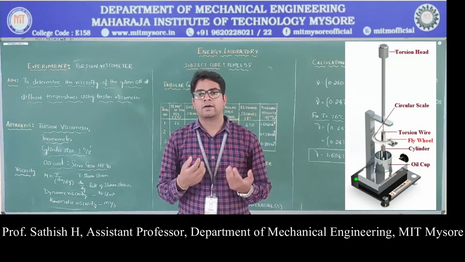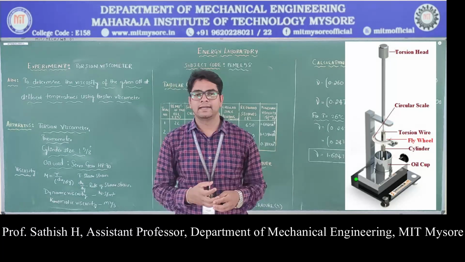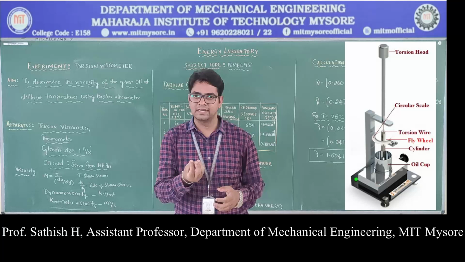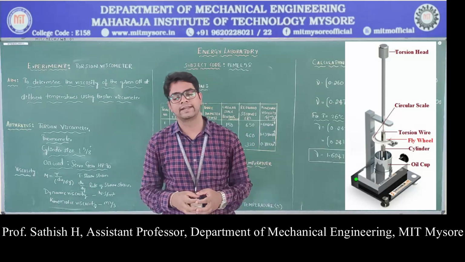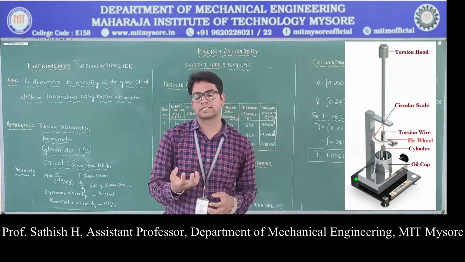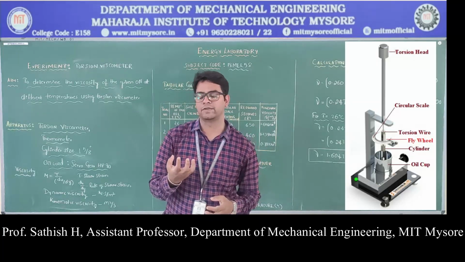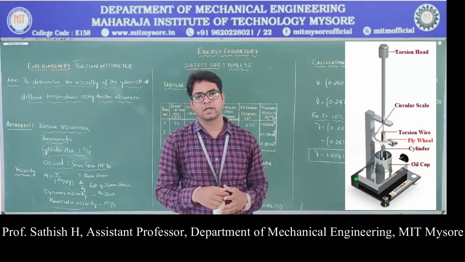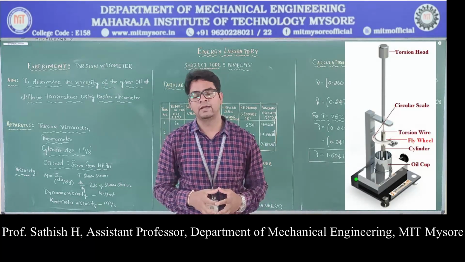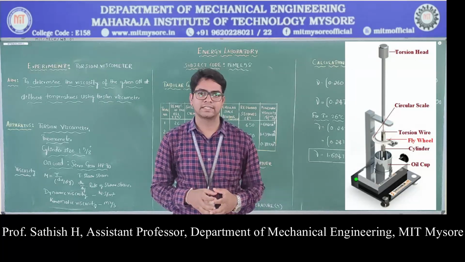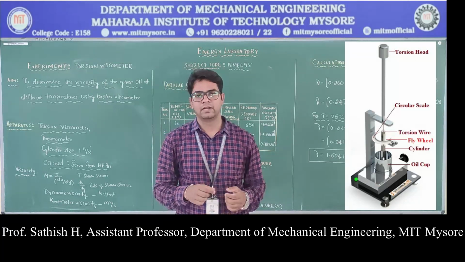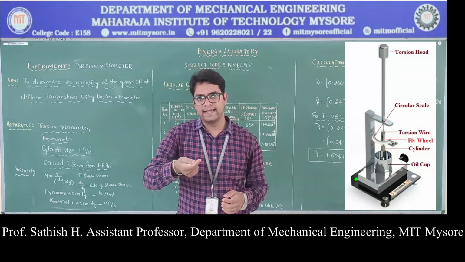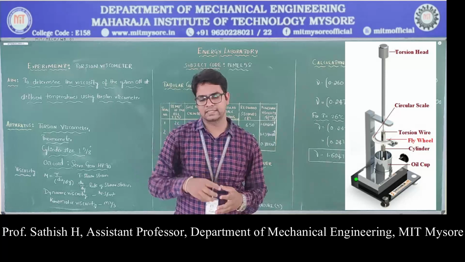Then we take the oil in a container or cup and completely immerse the cylinder in the cup containing the fluid whose viscosity has to be measured. Then we rotate the flywheel through one complete rotation, that is 360 degrees, and lock it with the locking pin. Once we release the locking pin, it makes one complete rotation of 360 degrees.